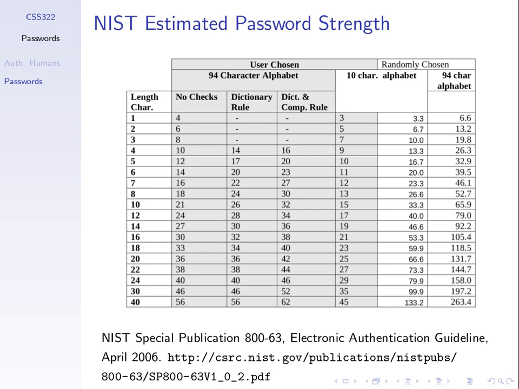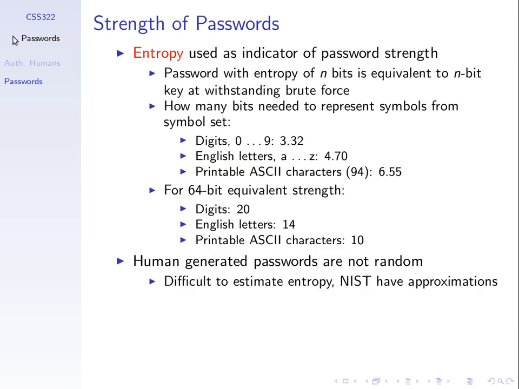The last column here is if our password is chosen from any of those 94 printable ASCII characters, and it's randomly chosen, that is the two white columns here. If they're randomly chosen, then the entropy is shown in the values in this column. That is, a randomly chosen 10-character password, where the characters are chosen from the 94 printable ASCII characters, gives an entropy of 66, which is about what we got here. We wanted a 64-bit equivalent strength. If we choose 10 random printable ASCII characters, we get an entropy of actually 66, which is strong enough, or equivalent to our 64-bit password scheme.